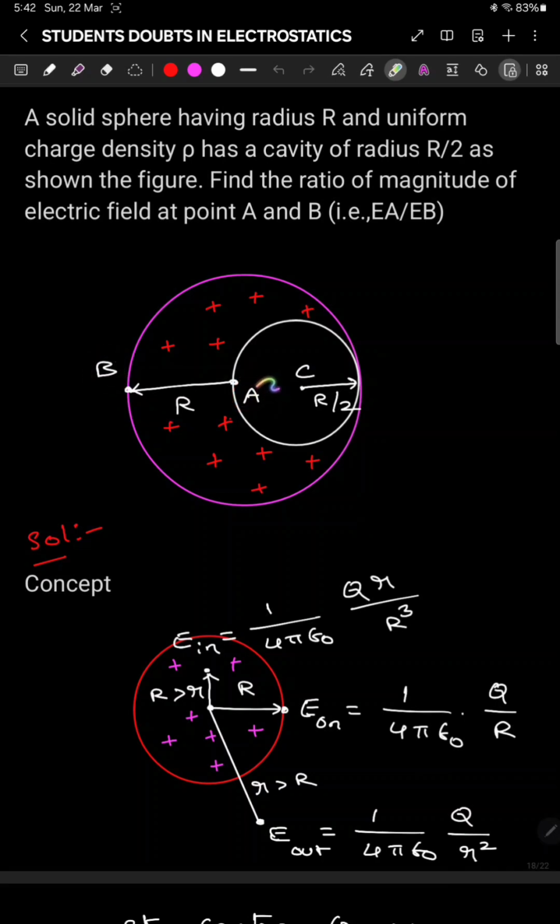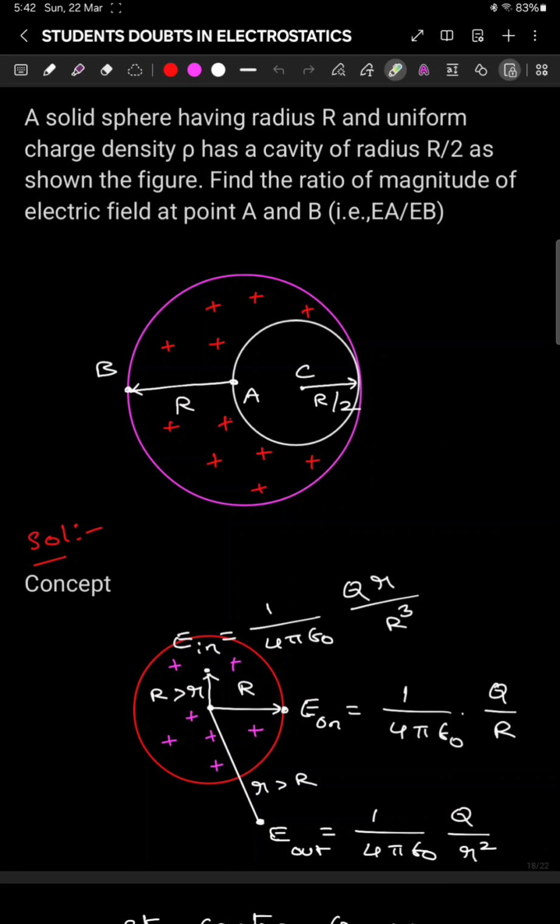To find electric field at A, find electric field due to whole sphere without cavity at this point. Now due to this small sphere, find electric field at the same point. From the total field E1, if you remove this part, electric field E2, then you will get electric field with cavity at A. Similarly, we have to do for B also.